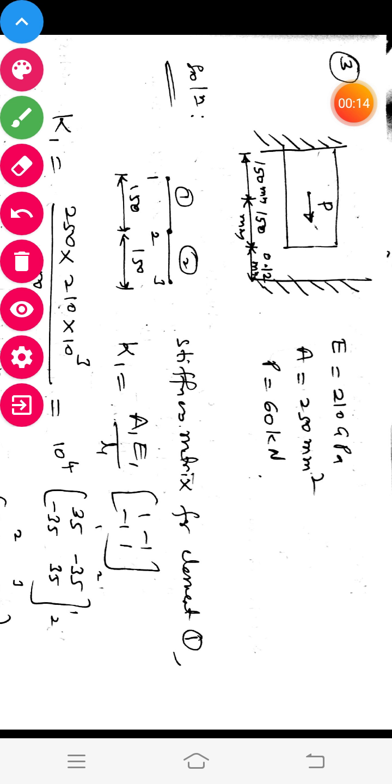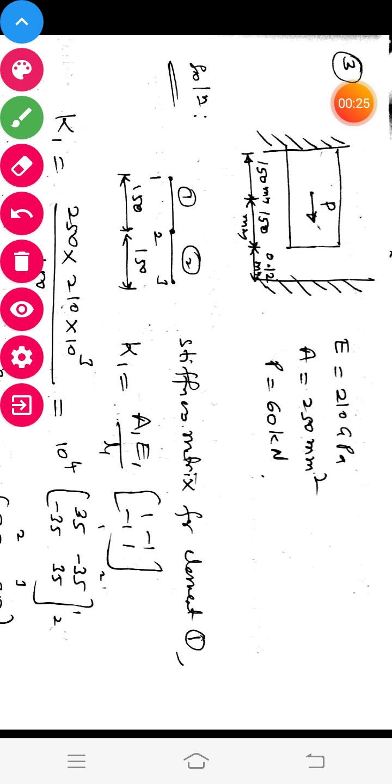In this video session, let us learn how to solve the problem on this simple bar subjected to an axial load using finite element method. Let us determine the nodal displacements, stresses in each element and the support reactions for the bar given.